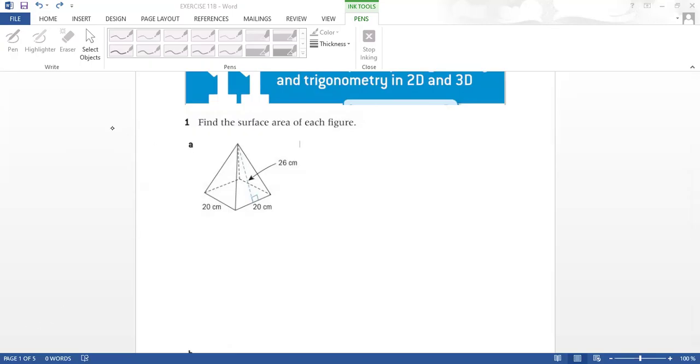Now we need to put some pens. Okay, so any pyramid will have a total surface area given by base area plus area of the triangles. So for this case, the base area is a square, so we'll give it by area of a square, which is side squared, plus area of the four triangles, half base times height.